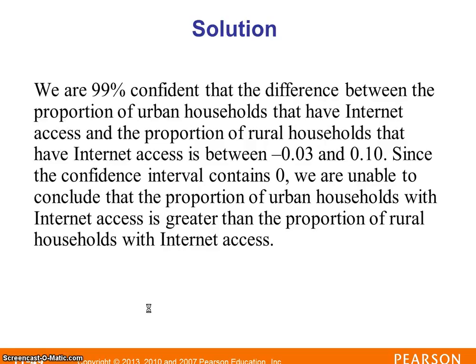So to state this, you would say that we're 99% confident the difference between the proportion of urban households that have internet access and the proportion of rural households that have internet access is between approximately negative 0.03 and 0.10. Since the confidence interval contains 0, we're unable to conclude that the proportion of urban households with internet access is greater than the proportion of rural households with internet access. So that's an example of how to calculate the confidence interval in that situation.